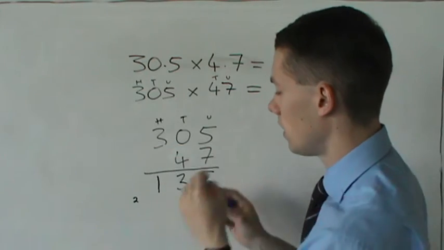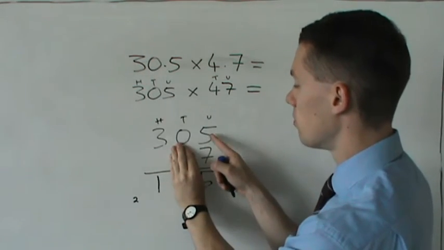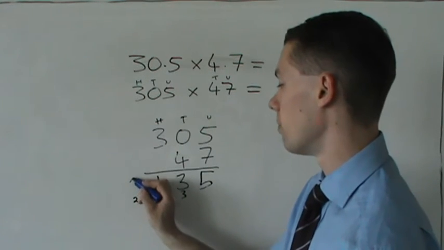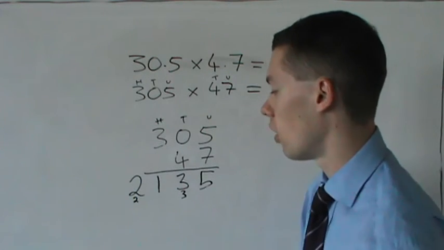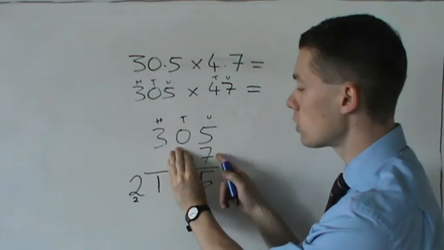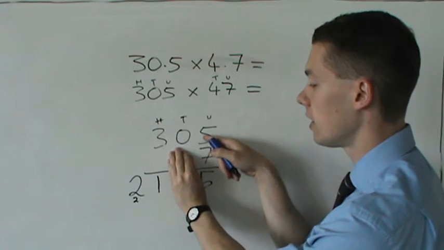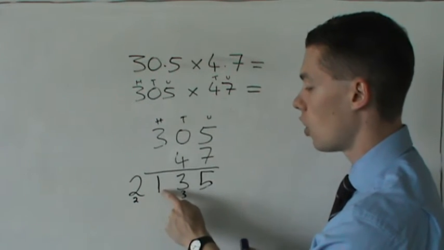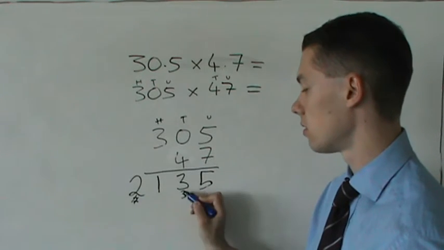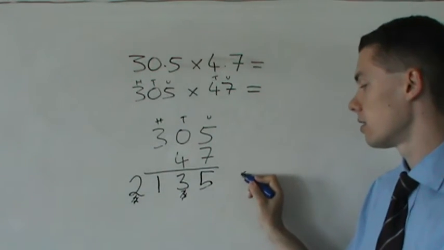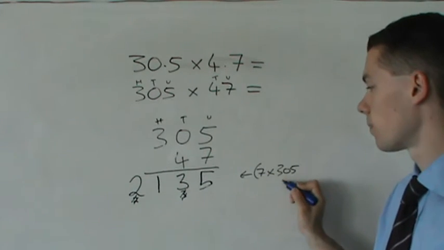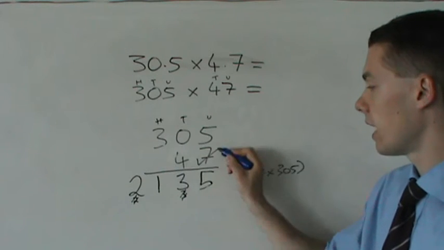Now, I've not got any more numbers to multiply the 7 by, so I can bring this remainder up as a whole number now. I've now worked out that 7 multiplied by 305 equals 2,135. So I can now get rid of these remainders. So this is 7 multiplied by 305. That's the 7 done with now.